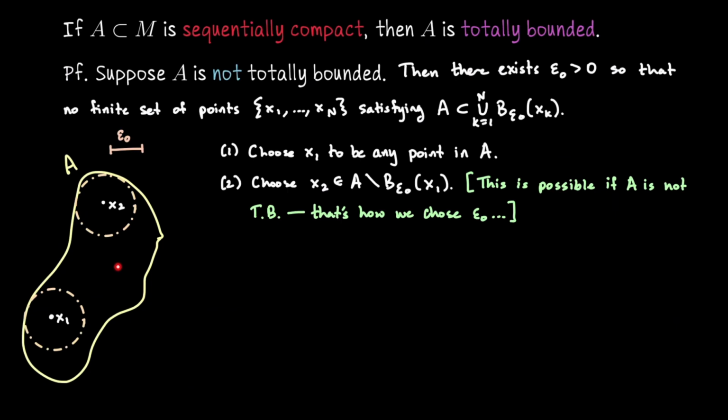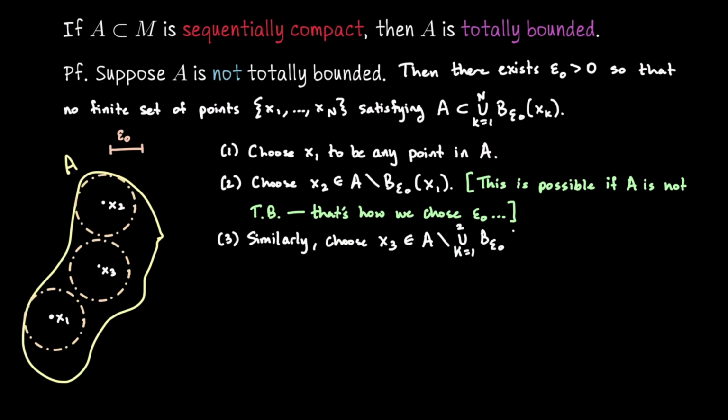Can I pick a point in A out here which is not covered by the x1 neighborhood or the x2 neighborhood? The answer is yes, because if I couldn't pick another point out here, then x1 and x2 would be a finite set covering A with their epsilon naught neighborhoods. So this assumption that we made with this radius means that we can just keep going. Let me pick x3 there, and here's its neighborhood. For our third choice, similarly, choose x3 in A, take away the union of the first two. And this kind of choice is always possible. So now the sequence construction should be clear. Choose the nth term to be in the set A, take away the union of the first n-1 neighborhoods. And we can always do this.